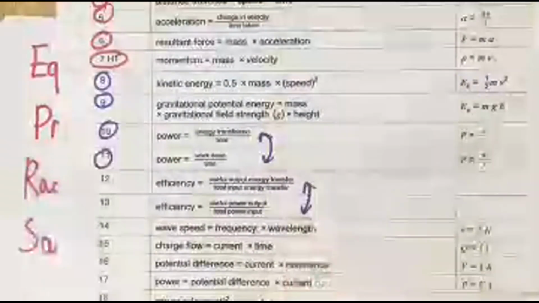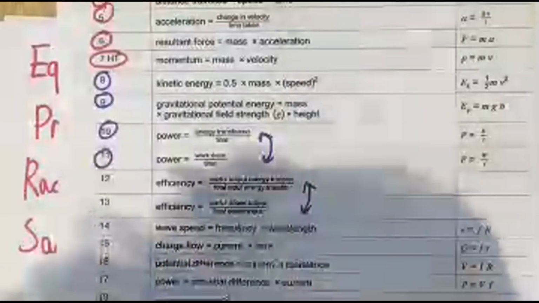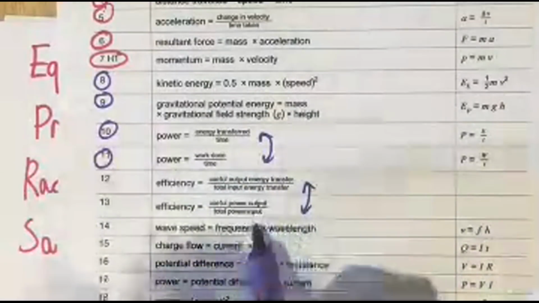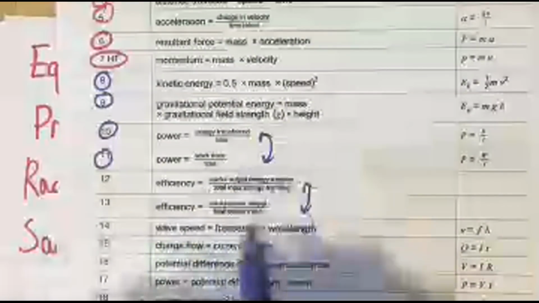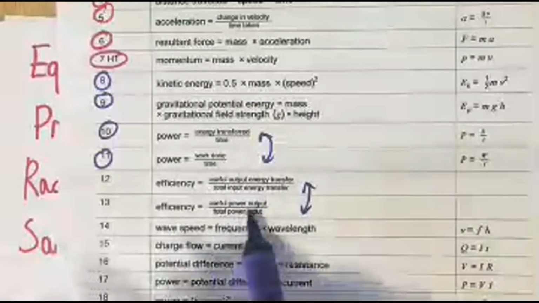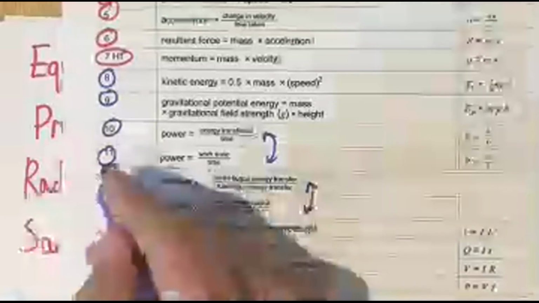Efficiency, okay, that's useful output over total input, and you can see that these two are basically the same thing. Basically, you can do efficiency in terms of energy, or you can do efficiency in terms of power. So those two are paper 2.